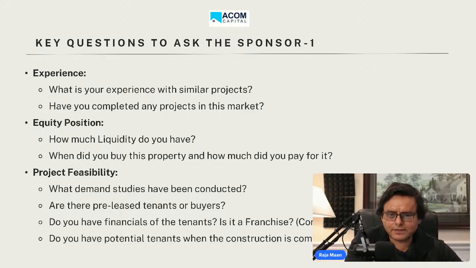Project feasibility. What demand studies have been conducted? That's a very common question. Again, do you know if property is being sold in this area, and how much is the demand? How many tenants out there are looking for properties? Are there pre-leased tenants or buyers? That's very, very common and very important, because, like I said on the previous page, if you have tenants in place, if pre-leased or an LOI, a letter of intent signed by the tenant, that's a win-win situation, because that's going to make your application stronger.